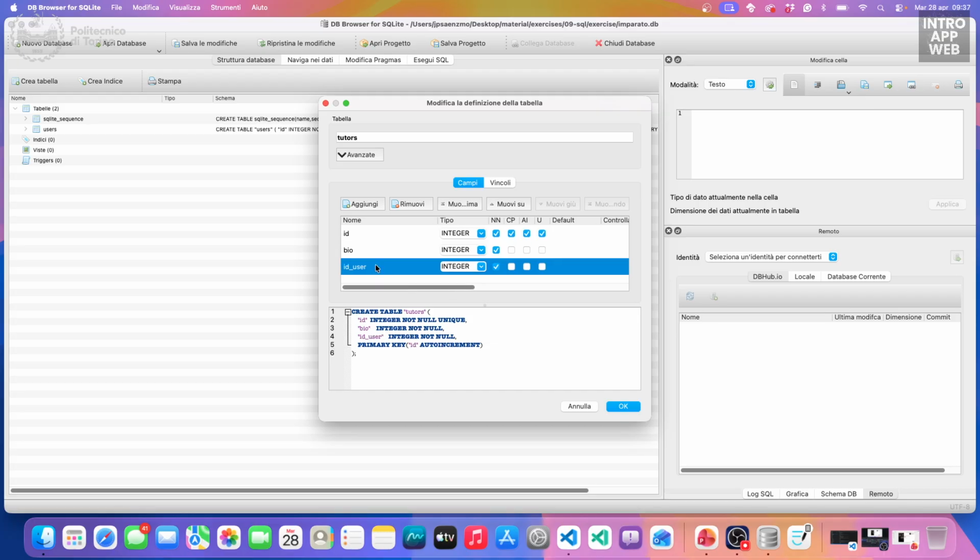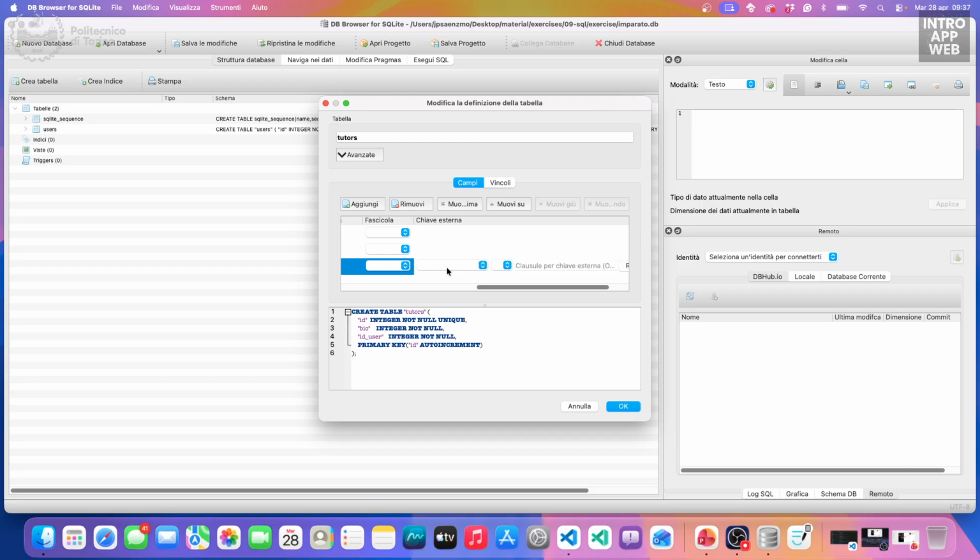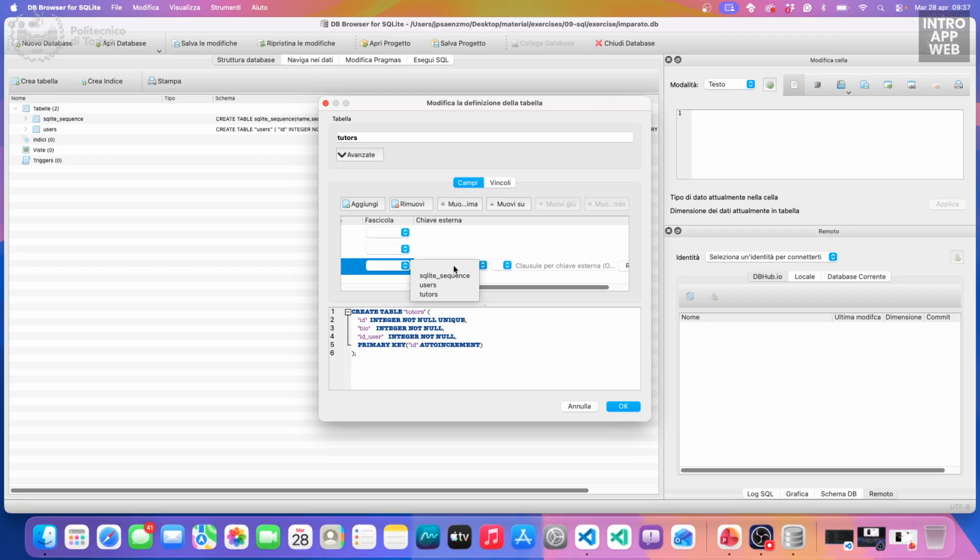So here, important, I created this field as ID user, and it represents the foreign key that links the tutors or the tutor row with the user. Okay. So here I create a field as ID user. I set it as an integer, as not null. And then for doing the bonding with the foreign key, you will observe that here we have the foreign key column. So by clicking here, it enables you to select to which field you want to associate this foreign key that we are just creating.